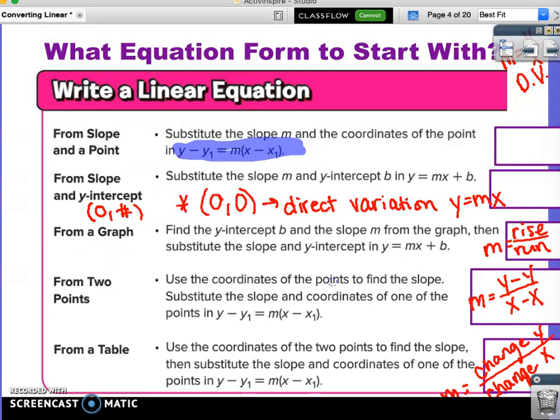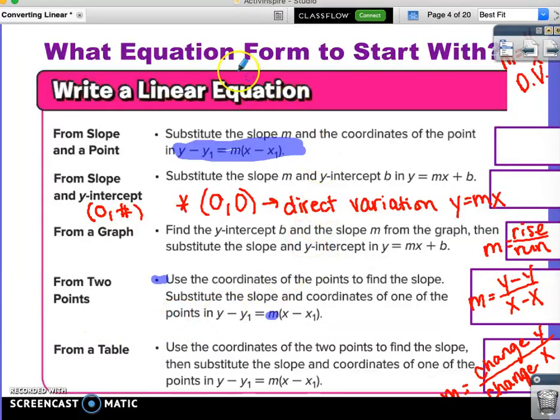Remember our rise over run. If we're writing from a graph, you're going to find the y-intercept b and the slope m from the graph, and then substitute the slope and the y-intercept in y equals mx plus b form. From 2 points, you can use the coordinates of the points to find the slope, and then you can substitute the slope and one of the coordinates, it doesn't have to be both of them, back into your equation here. Okay, so you would have to find that.